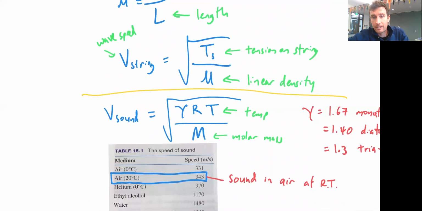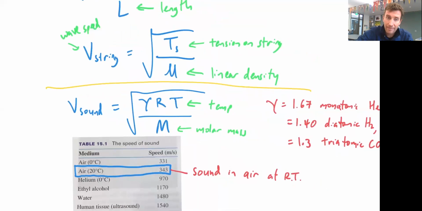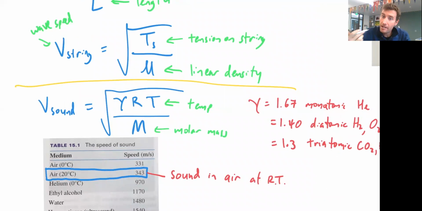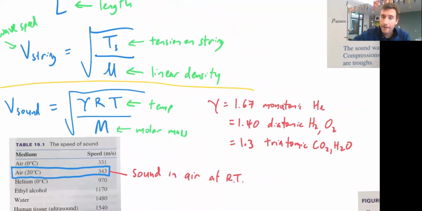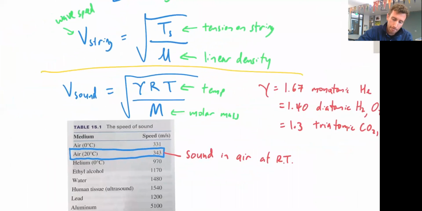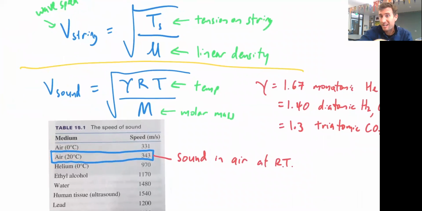Now for sound specifically, sound is often traveling through air. So we can use this very complex equation, the square root of gamma times RT, T being temperature, divided by M, the molar mass. And it changes based on what the gas is made up of. So if it's a monatomic gas like helium, just a single atom, its multiplier is 1.67. Diatomic, like hydrogen or oxygen or nitrogen, would be 1.4. And then triatomic, carbon dioxide, water, would be 1.3. Now, this is not actually going to be on the AP test, so we're going to kind of breeze through it, but it's interesting to think about.